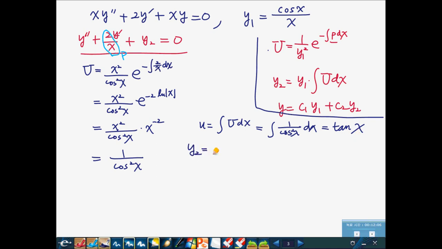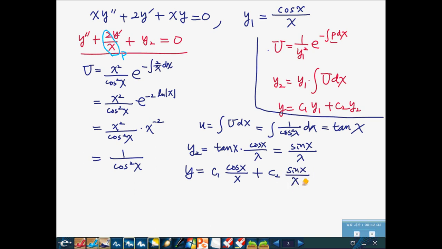So your y2 will be u times y1. So u is tangent x times y1, cosine x over x, which is sine x over x. Okay? And finally, your final answer should be c1 times cosine x over x plus c2 times sine x over x. Okay? So there's nothing special in it, just straightforward.